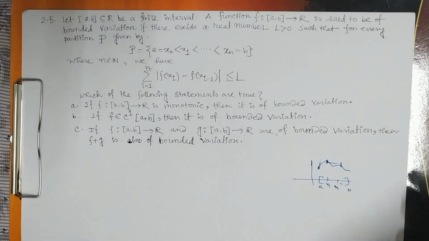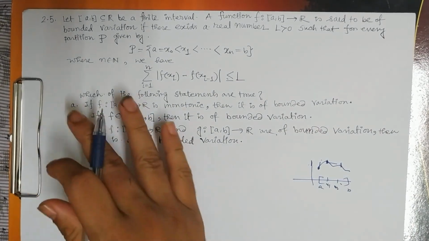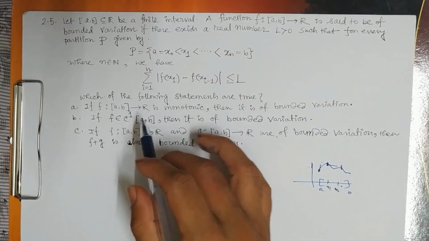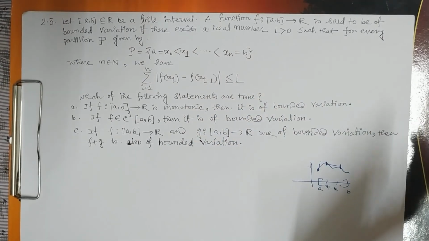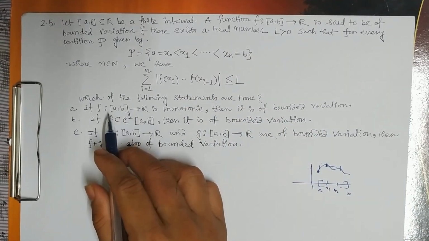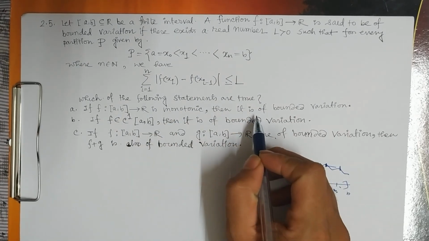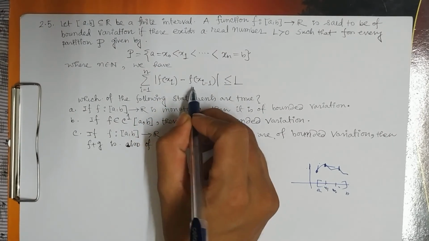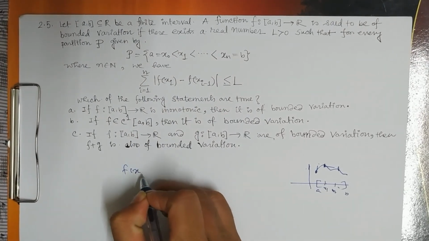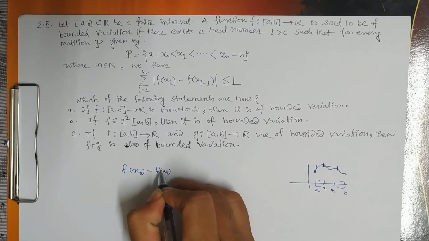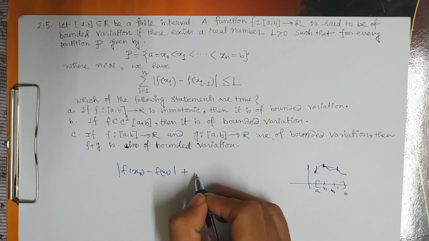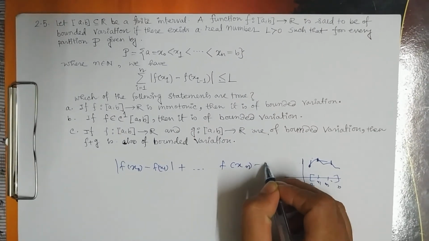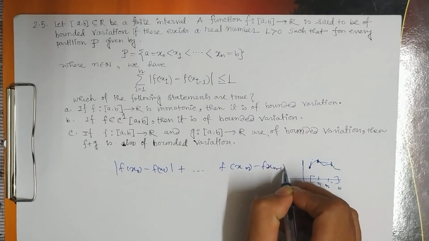So in this particular question, this definition is given, and we are asked to say whether some particular types of functions are of bounded variation or not. Let's first consider f to be monotonic. We are asked if it is of bounded variation or not. So let's consider this sum. What will it be? |f(x0) minus f(x1)| plus dot dot dot plus |f(xn) minus f(xn minus 1)|.